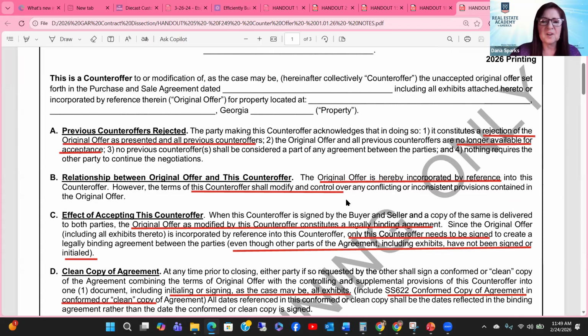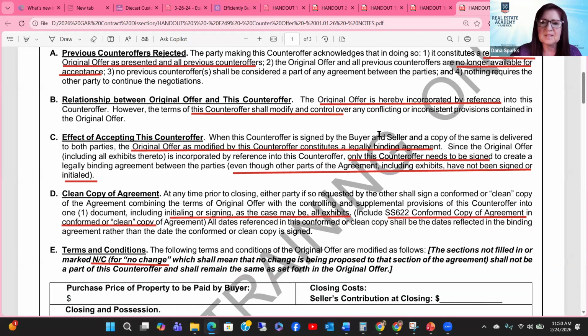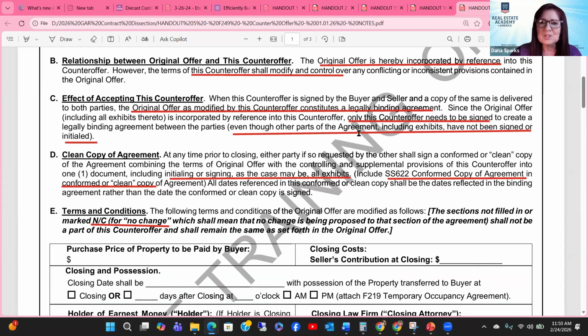If the buyer writes an offer and the seller writes a counter offer and it gets signed by the buyer, does the seller go back and initial the exhibits? And the answer is no. No, and it is spelled out here. This talks about all previous offers and counter offers are rejected. The original offer is incorporated by reference. Here's where it says, only this counter offer needs to be signed to create a legally binding agreement, even though other parts, including exhibits, have not been signed or initialed.